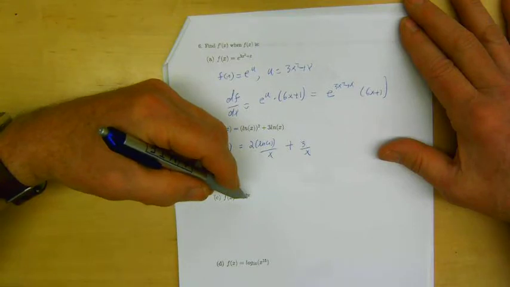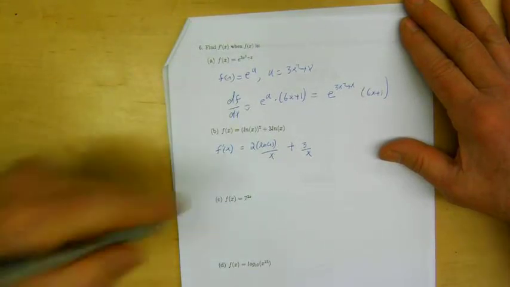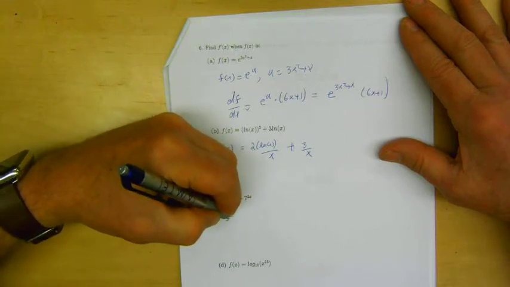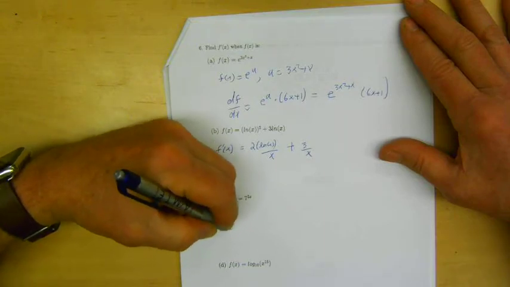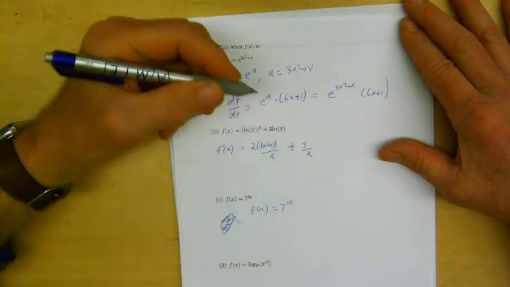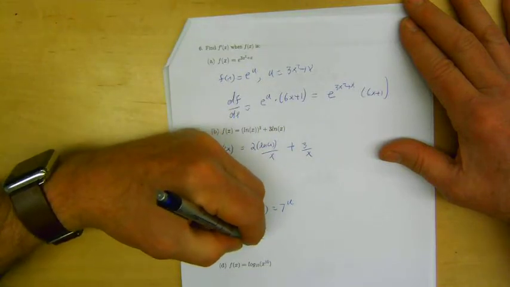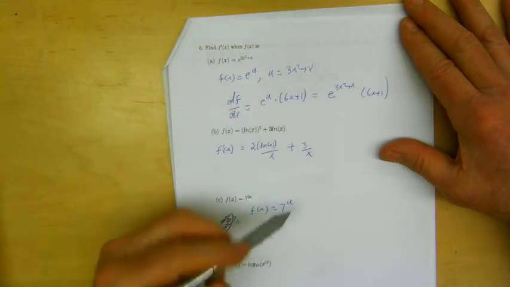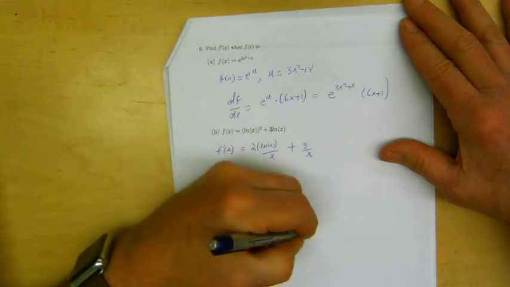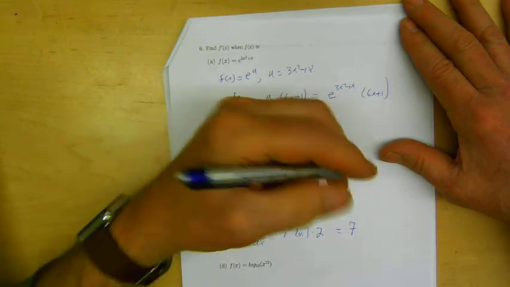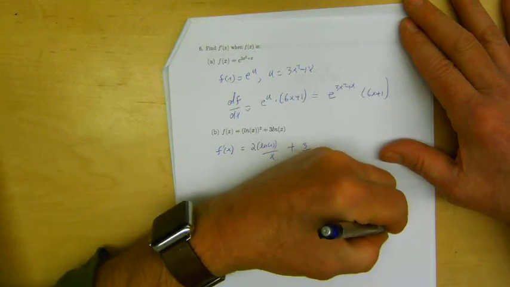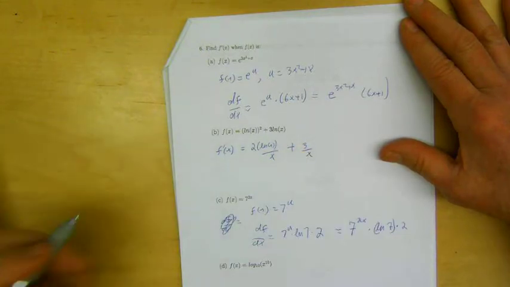7 to the 2x. I always forget this, so sometimes I do it a different way, but this is f, df dx. Let's do it this way: equal 7 to the u, right? So df dx is going to be the derivative of 7 to the u, times log 7, times the derivative of u, which is 2. That's 7 to the 2x times log 7 times 2, the 2 in the front if you want.